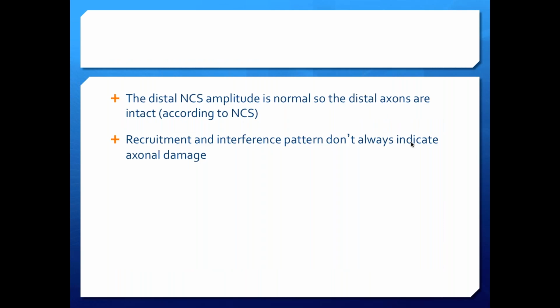And we also saw that we had recruitment and interference, and they don't always indicate axonal damage. Remember I said that when we're looking at the EMG table, the recruitment and the interference are measuring how well the person can contract the muscle. If the person doesn't want to contract the muscle, then you're not going to get any interference, or you're going to get reduced recruitment and low interference.